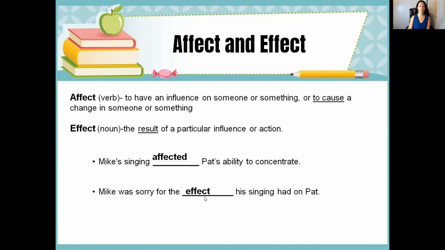Okay? Did everyone get that? Now I know it's a little tricky, so the best thing to do is if you can change the word with the A, you can change it to cause, then that's your answer, okay? And if you can't say for the cause his singing had on Pat, so Mike was sorry for the cause his singing had on Pat. Now, you might think to cause, but it was already done, okay? Because he was sorry, so it's done already.